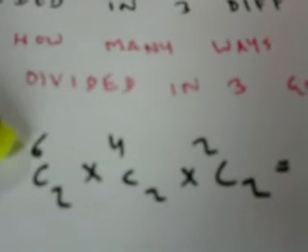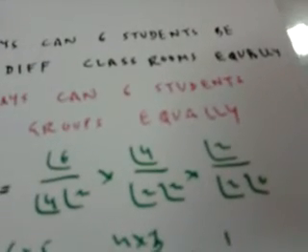So like before, for 6 students to be divided into 3 classrooms, each class will have 2 students. So I pick 2 out of 6 students. Since it is a selection, we use combination: 6C2 ways of filling the first classroom. Out of the remaining 4, I select any 2 and put them in the second classroom. The balance 2 students go in the third classroom. You solve it: factorial 6 by factorial 4 into factorial 2, into factorial 4 by factorial 2 into factorial 2, and so on, and get the answer as 90. So there are 90 ways in which 6 students can be divided in 3 different classrooms equally.